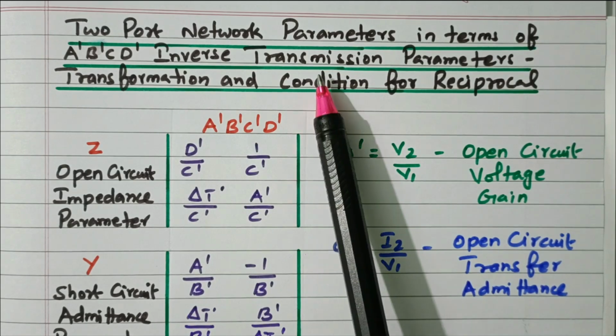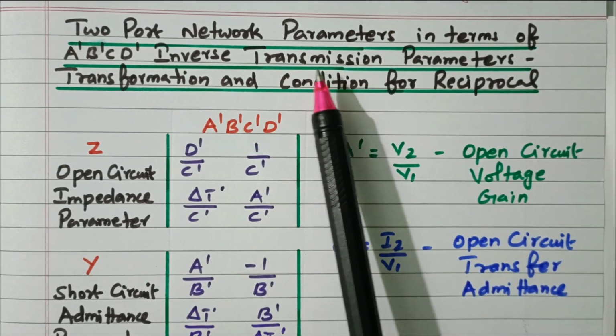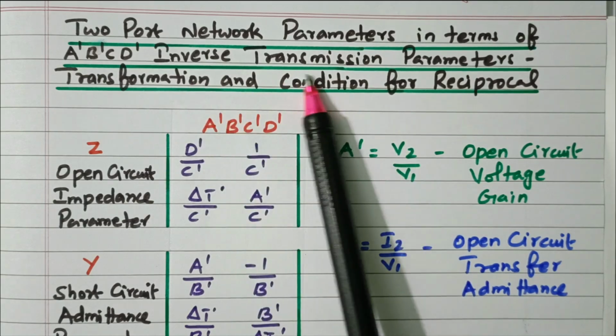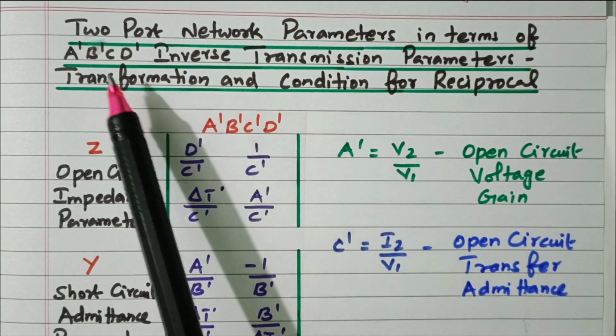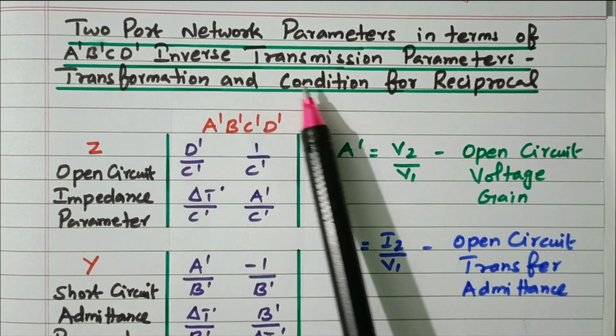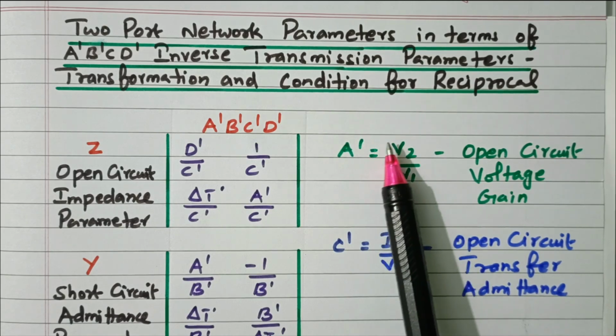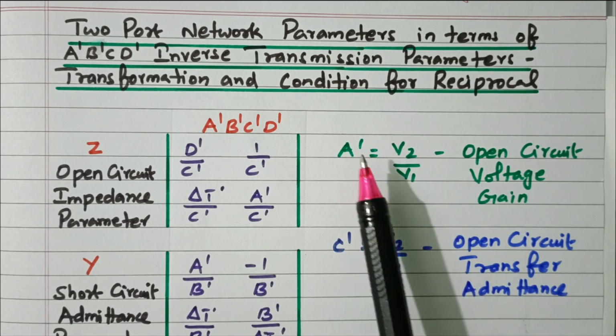So we know that transmission parameters and inverse transmission parameters are available. A, B, C, D is the transmission parameter. A dash, B dash, C dash, D dash is the inverse transmission parameters. These parameters are normally used for designing the transmission line. Similarly, we have other parameters available.